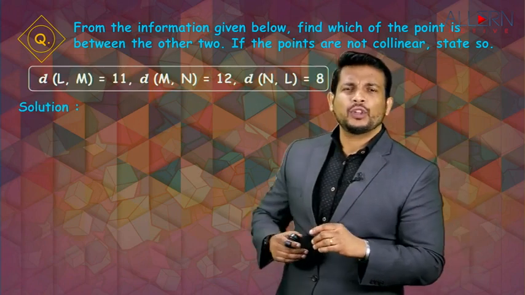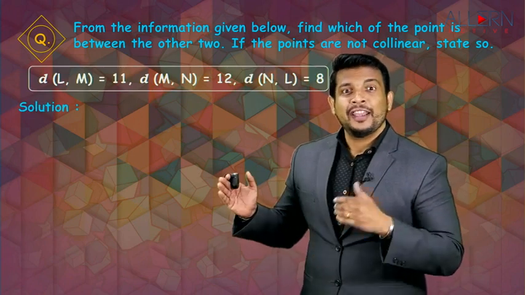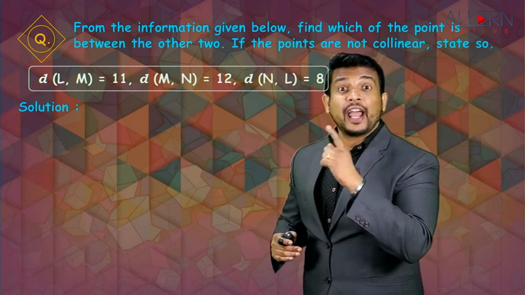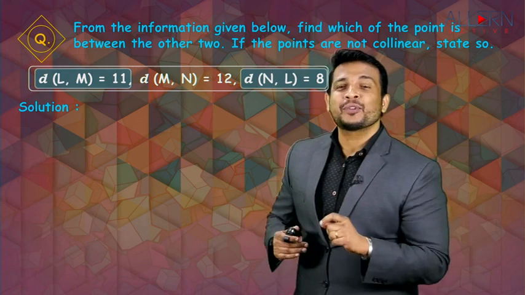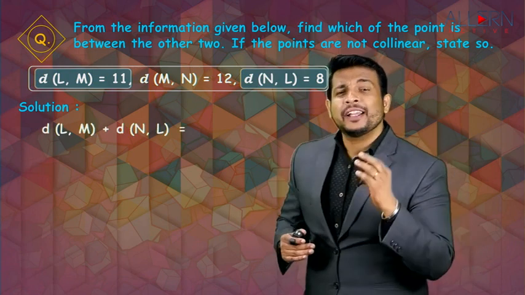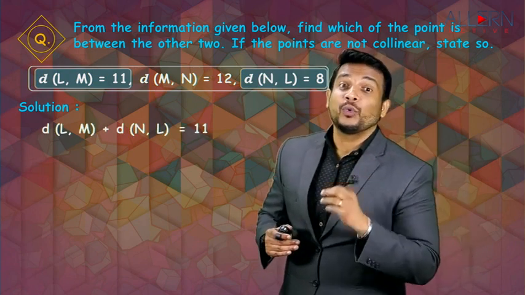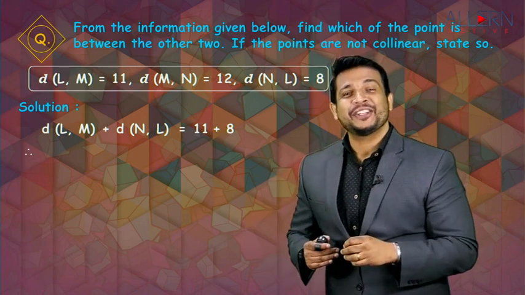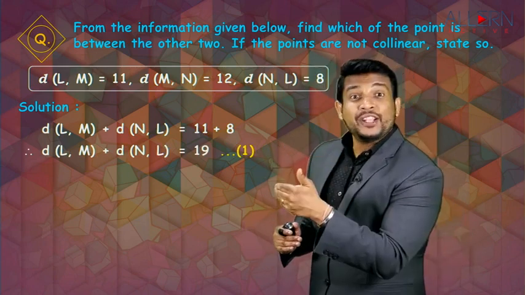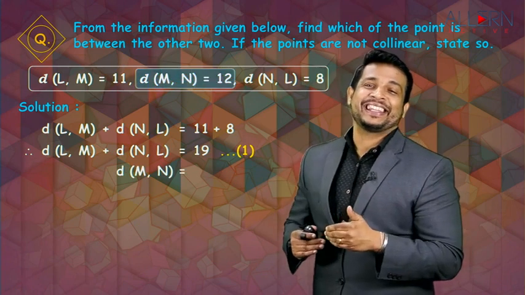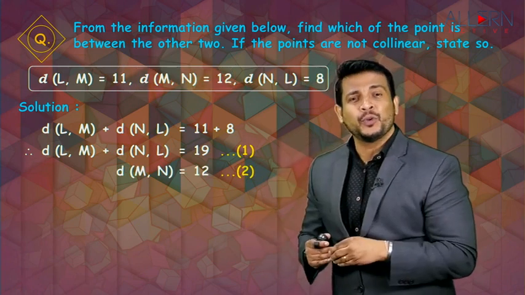Observe this. Now the points are, what are the points? L, M, N. The distance is given. Identify the 2 smaller ones. Add it up. So what is that? 11 and 8. Add it up. So we write distance between L and M plus distance between N and L is equal to 11 plus 8. How much is that? It is equal to 19. And that's our result number 1. Beautiful. Now the next one, distance between M and N, that is equal to 12. That's our result number 2.